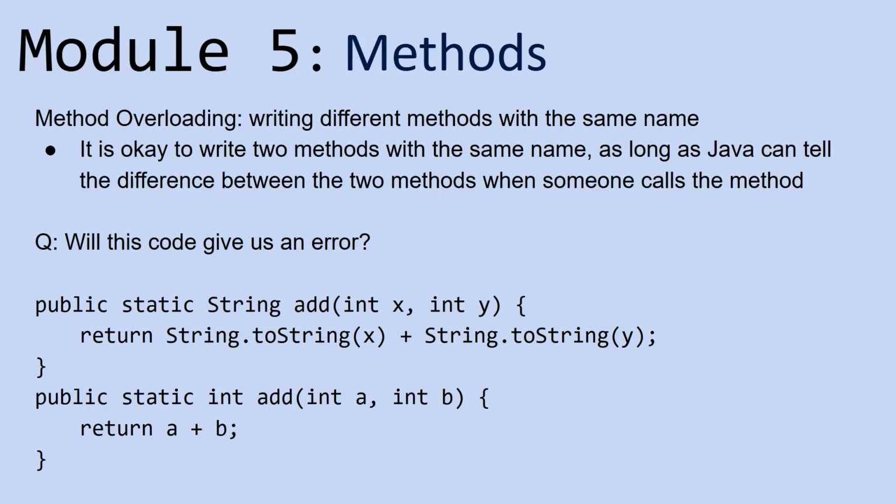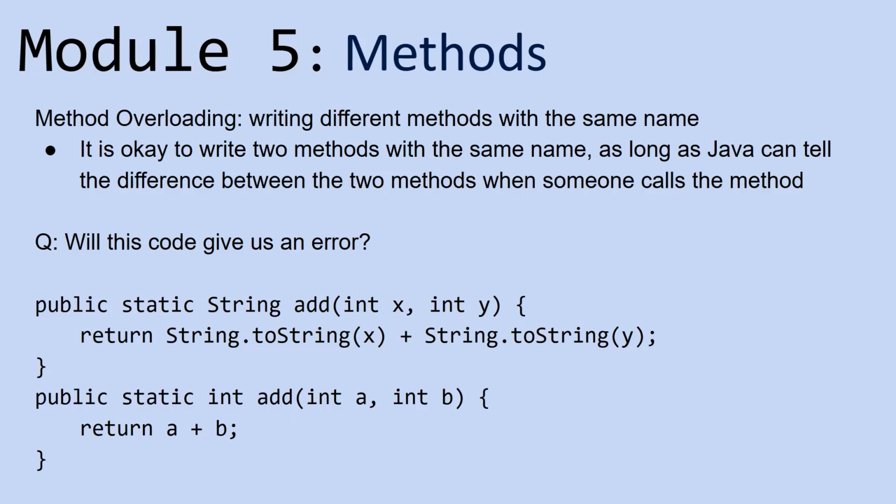And so now we're going on to what's called method overloading, which is just when we write two different methods with the same name. And it's okay for two different methods to have the same name, as long as Java can tell the difference between the two methods when other code is calling it. So, question. Will this code give us an error? Like both of these methods are in the same class, would we have an error?